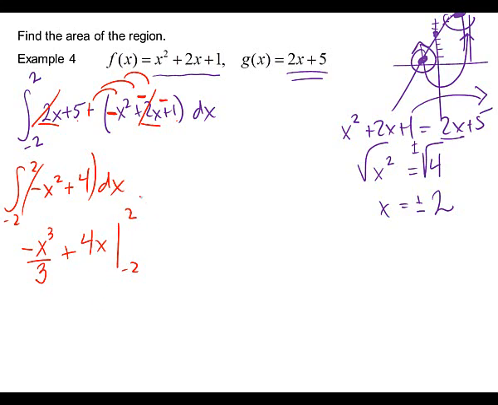All right, we're going to plug in our 2 to begin with, top minus bottom, right? So what is 2 cubed? 8 over 3. The negative comes from the original problem. 4 times 2 is what?